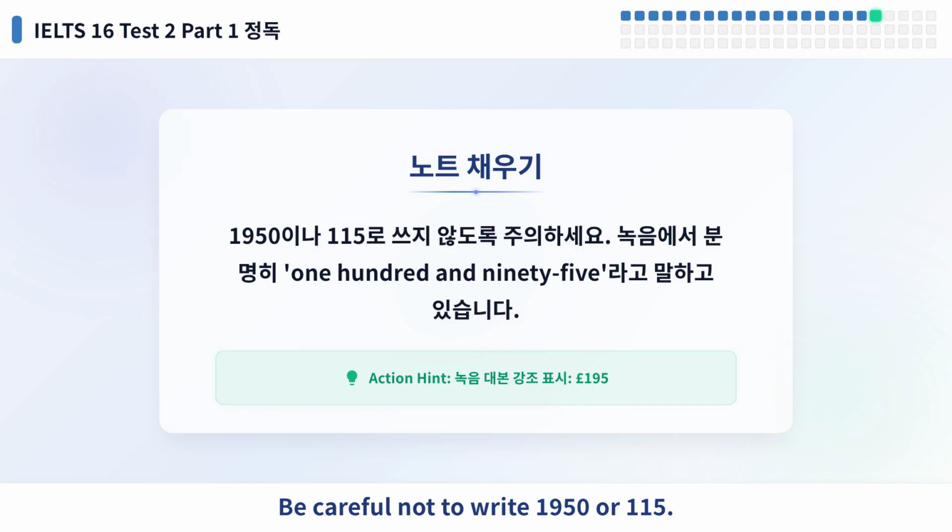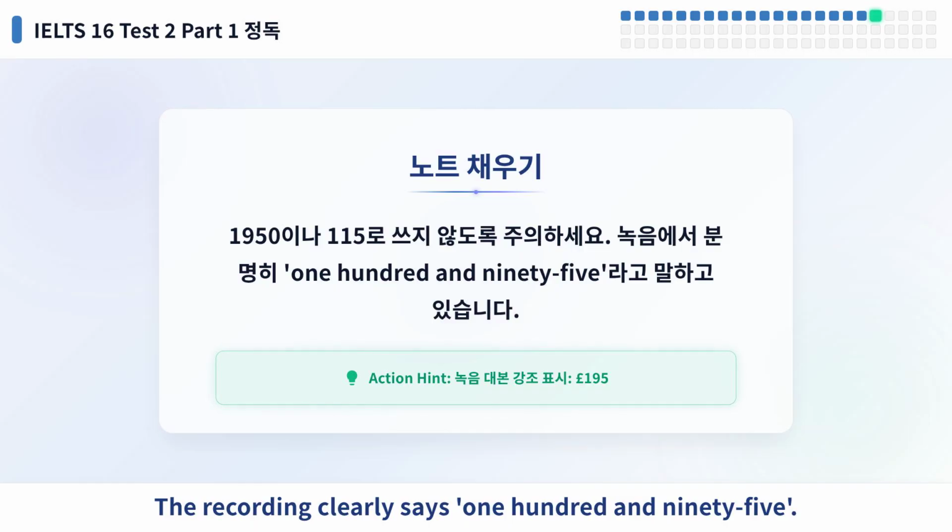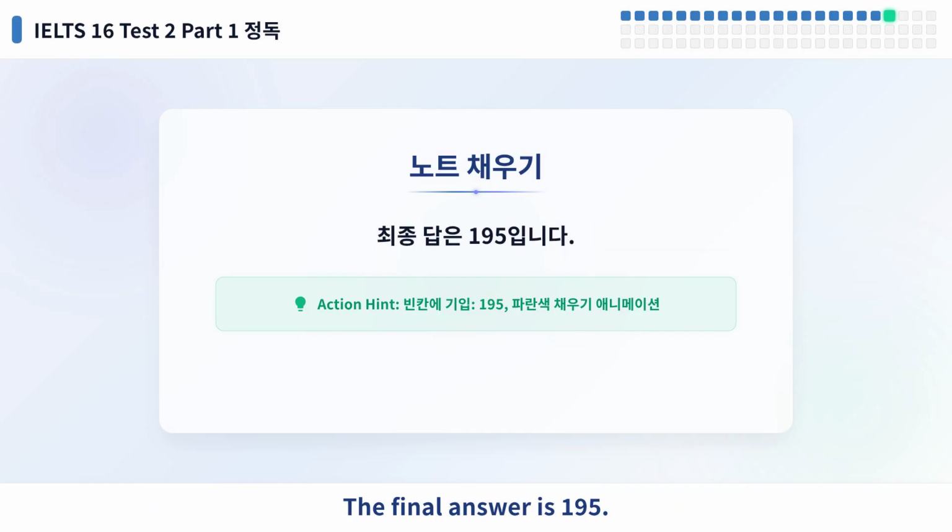Be careful not to write 1,950 or 115. The recording clearly says 195. The final answer is 195.